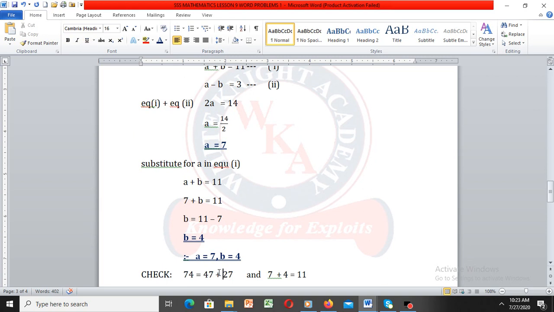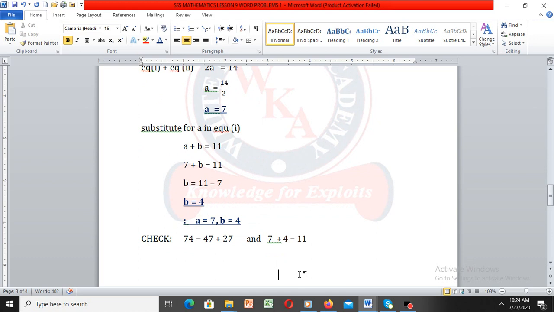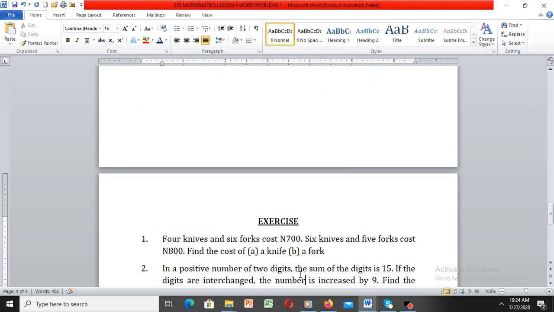And let's do a quick check. The original arrangement of the digits is 7 and 4, 74. A is 7 and B is 4, so that's 74. But if you interchange it, it gives us 47. And 74 is actually 27 greater than 47. That is, you add 27 to 47, it will give you 74. And then also, if you add the two digits, 7 plus 4 or 4 plus 7, the sum will give you 11. And so, I think the value we got here is actually correct.